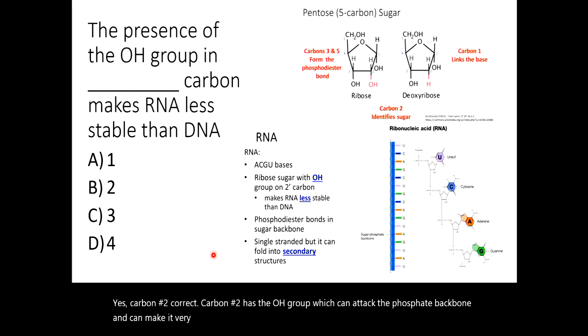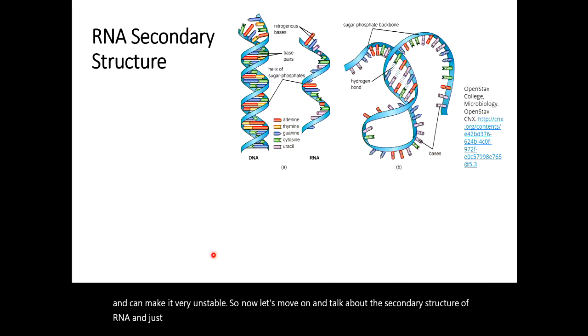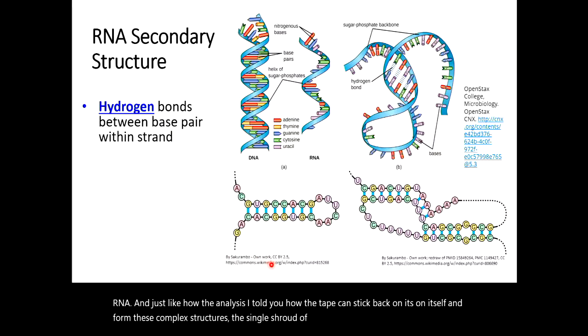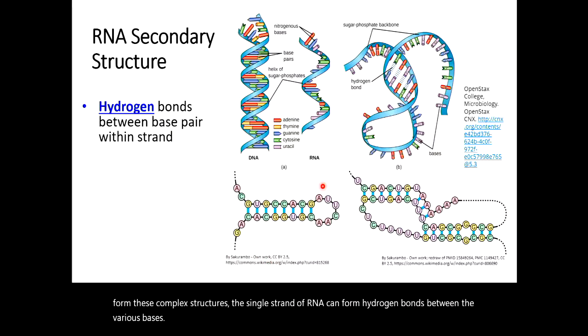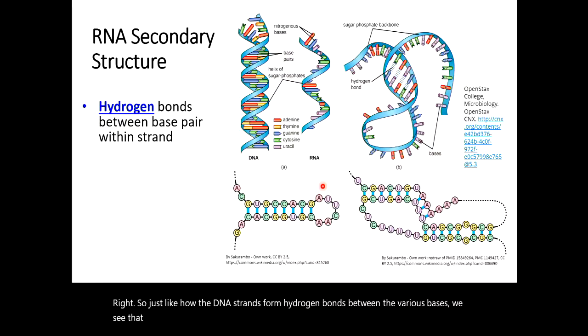So now let's move on and talk about the secondary structure of RNA. Just like the analogy I told you, how the tape can stick back on itself and form these complex structures, the single strand of RNA can form hydrogen bonds between the various bases, right? So just like how the DNA strands form hydrogen bonds between the various bases, we see that the bases in RNA can also form these hydrogen bonds between them, and that's why they get these complex shapes.